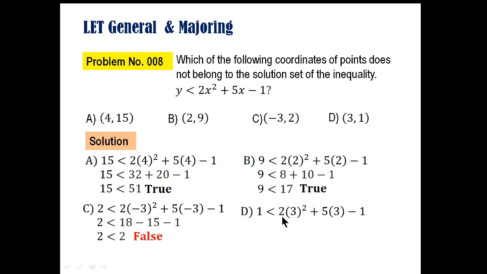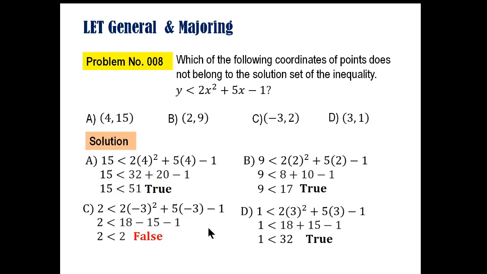Is 1 less than 2 times 3 squared, because our x is 3, plus 5 times our x is 3, minus 1? To simplify, we have 1 less than 3 squared, that's 9, times 2, that's 18, plus 5 times 3, 15, minus 1. Okay, that's 1 less than 18 plus 15, that's 33, minus 1, that's 32. So 1 less than 32, this is true.